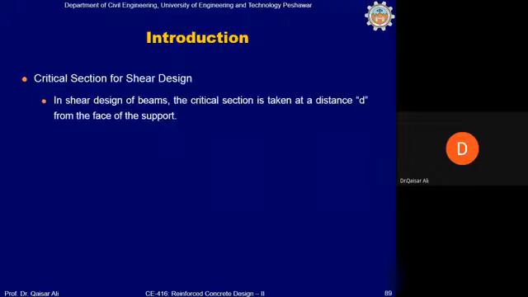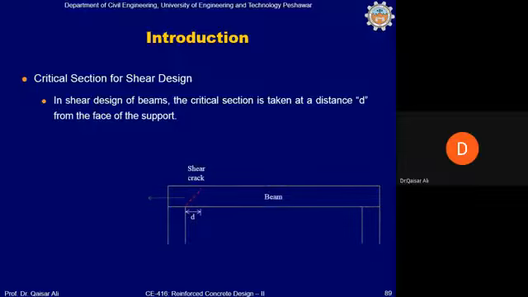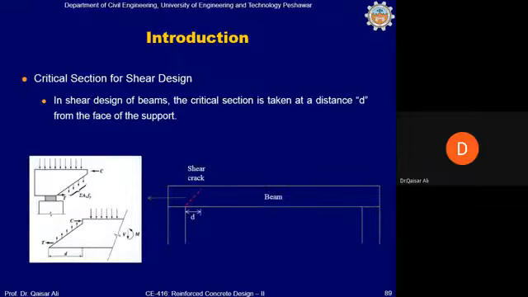Critical shear is taken at a distance d from the face of the support in the case of beam shear. In beam shear, we take critical shear at a distance of d from the face of the support, not this maximum shear. So we calculate this Vu here at the distance d, and we do our designs for this critical shear, which is at the distance of d from the face of the support instead of the maximum shear.